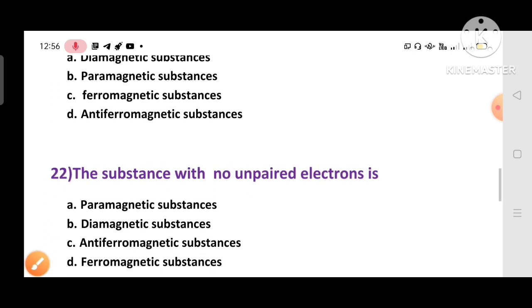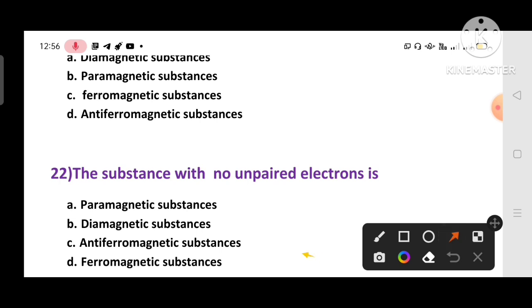Next question. The substance with no unpaired electrons is option A, paramagnetic substances. Option B, diamagnetic substances. Option C, antiferromagnetic substances. Option D, ferromagnetic substances. And the right answer is option B, diamagnetic substances.